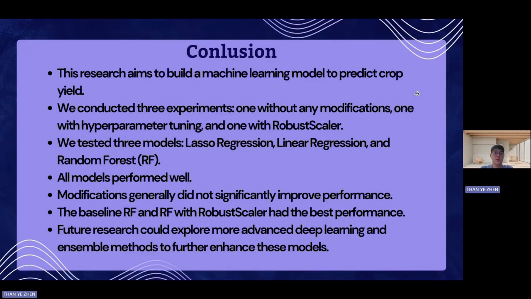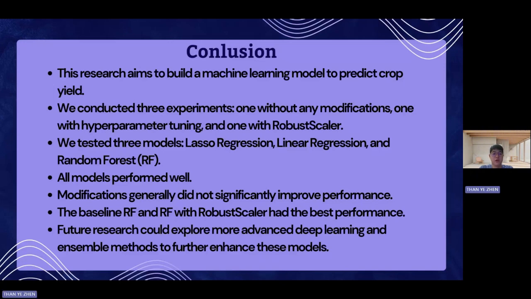In conclusion, this research aimed to build a machine learning model to predict crop yield. We conducted 3 experiments, one without any modification, one with hyperparameter tuning, and one with robust scaler. And the 3 models that we chose are lasso regression, linear regression, and random forest. Overall, all the models performed well, but the modifications did not significantly improve the performance. The baseline random forest and the random forest with robust scaler model had the best performance.